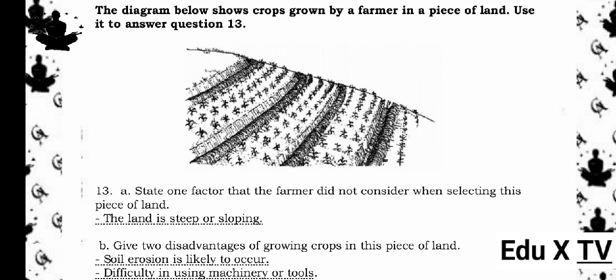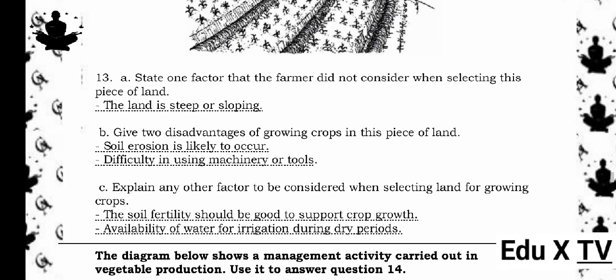13. A. State 1 factor that the farmer did not consider when selecting this piece of land. The land is steep or sloping. B. Give 2 disadvantages of growing crops in this piece of land. Soil erosion is likely to occur. Difficulty in using machinery or tools.